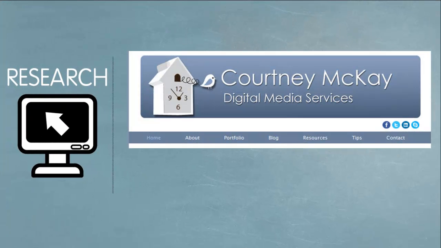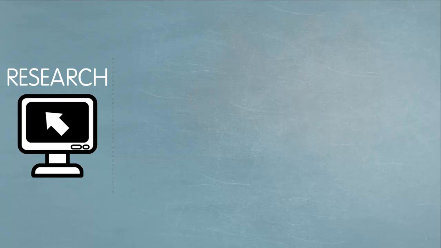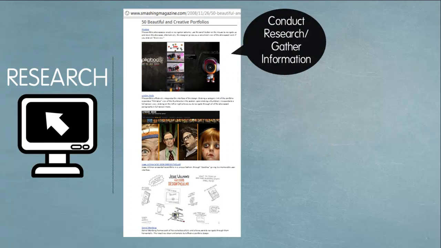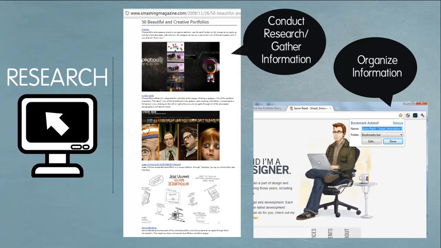The content of the website was required to be organized into the following pages: home, about, portfolio, resources, blog, and tips. With so much required content, I began researching how other professional and portfolio sites organized their information. I used Google search engine to scour the web for as many examples as possible. I then bookmarked my favorite sites for later reference.